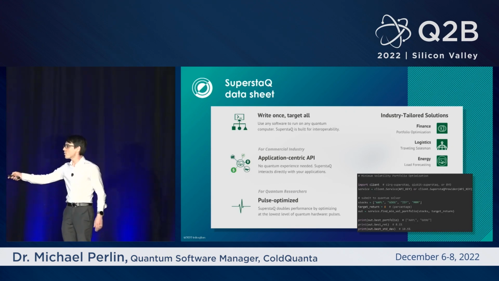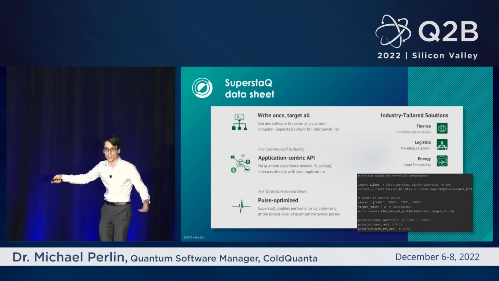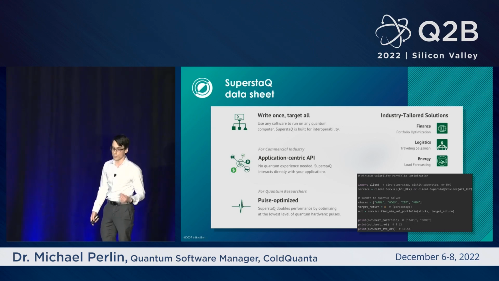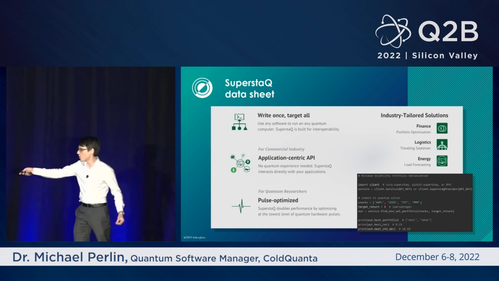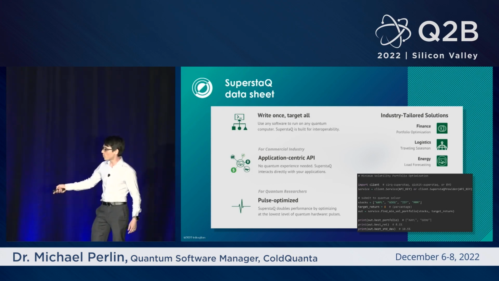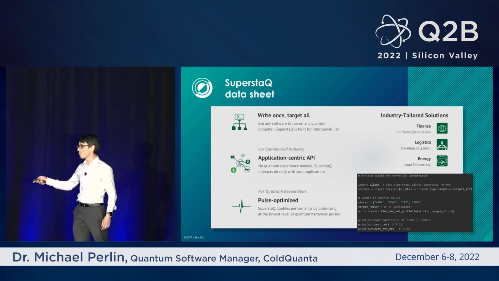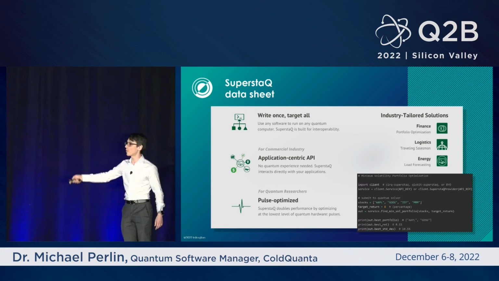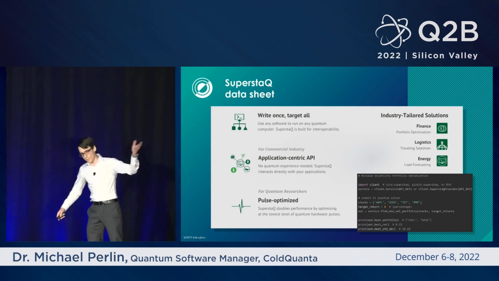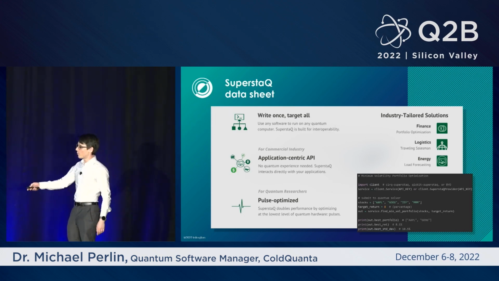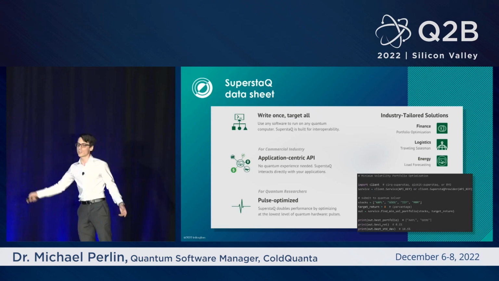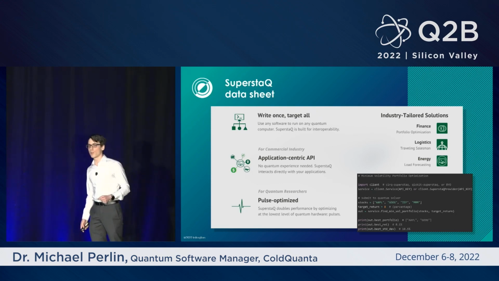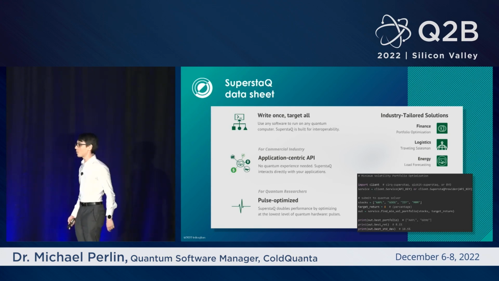For application end users, SuperstaQ has an application-centric API, which is to say that you don't need to know much of anything about how a quantum computer works to start using it. So as an example, here's a very short code snippet using SuperstaQ to solve a minimum volatility portfolio optimization problem. And you'll see nothing inherently quantum in what's going on here. And then at the very extreme opposite end, for quantum researchers, SuperstaQ is pulse optimized, which is just to say that if you want to get to the nitty-gritty of what you can do with a piece of hardware, SuperstaQ will let you do that.